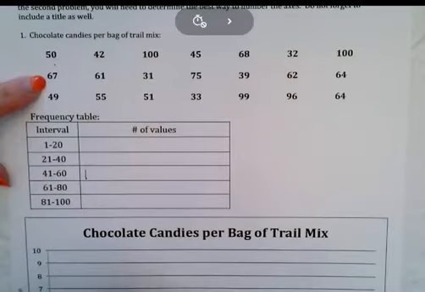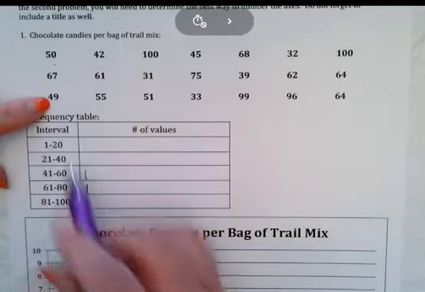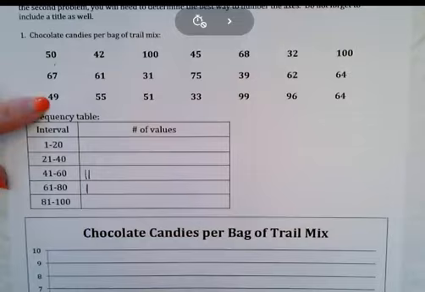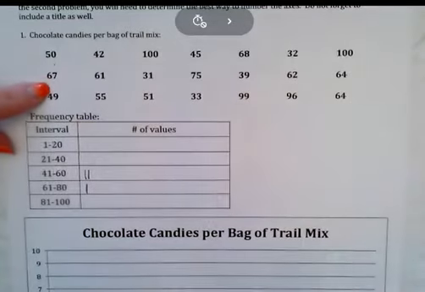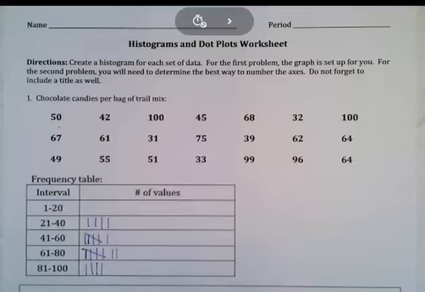The next one is 67, so that would fall somewhere in this interval, and 49 would fall in here. Okay, so I'm going to pause the video and finish my tally chart. All right, so I went ahead and did my tally chart because that just takes a little bit of time. Now I'm going to turn that into a frequency chart.